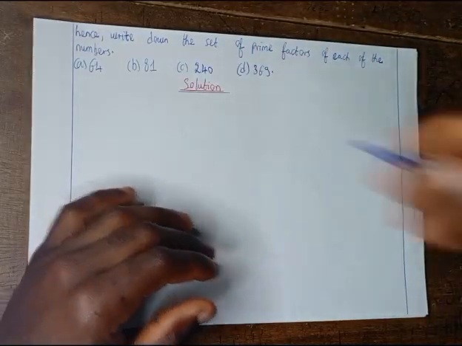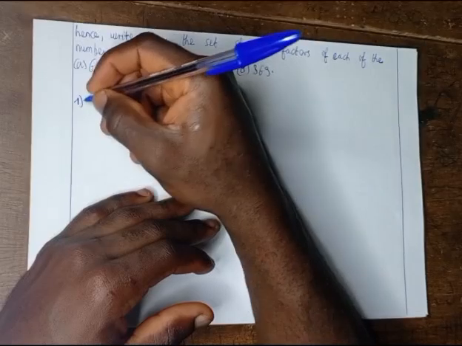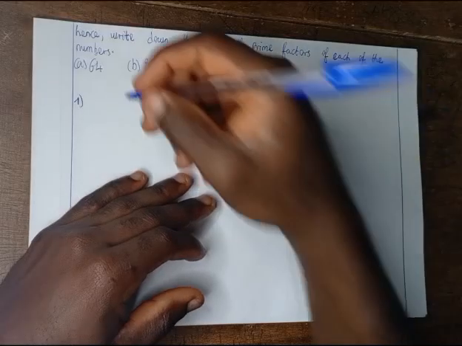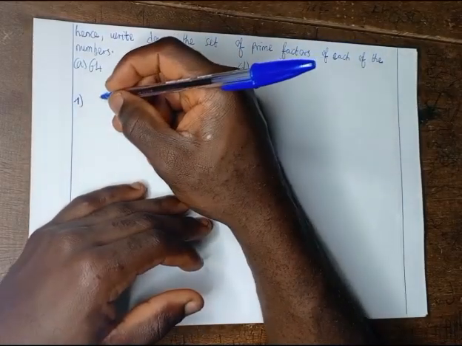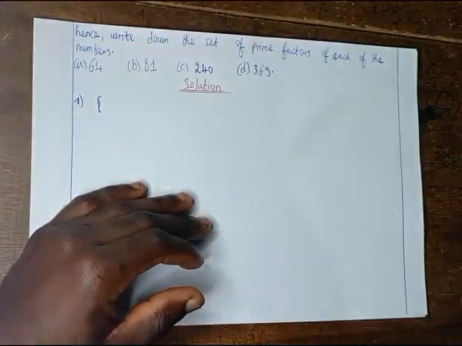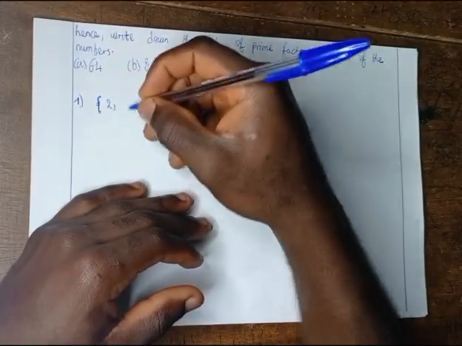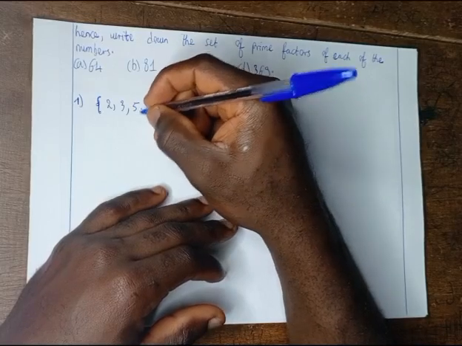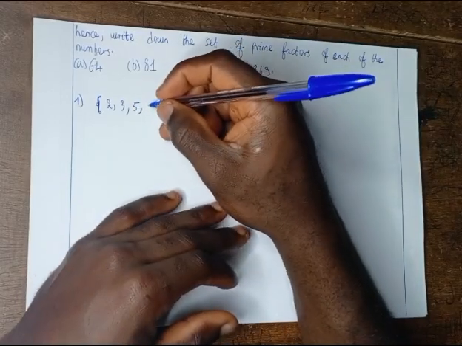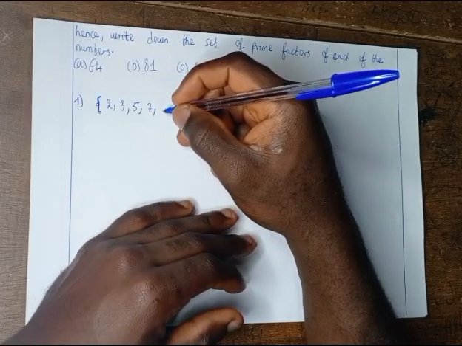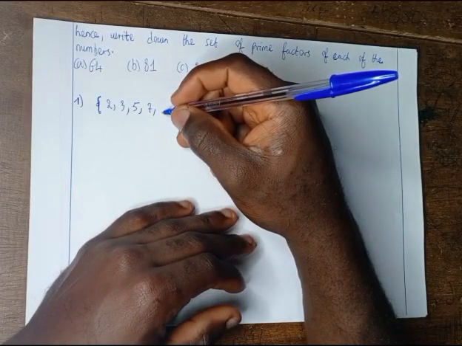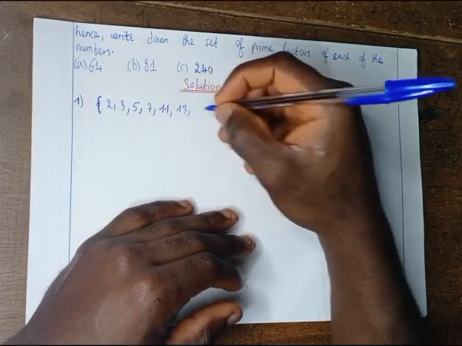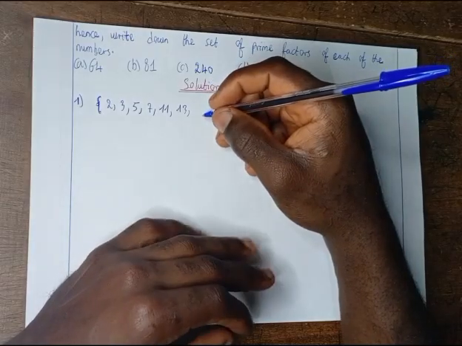The first one, question 1, says we should write down the prime numbers between 1 and 50. First, we know that 1 is not part of this set. We know 2 is a prime number. 3, 4 is not a prime number. 5 is a prime number. 6 is not a prime number. 7 is a prime number. 8 is not. 9 is not. 10 is not. 11 is a prime number. 12 is not. 13 is a prime number. 14 is not. 15 is not.